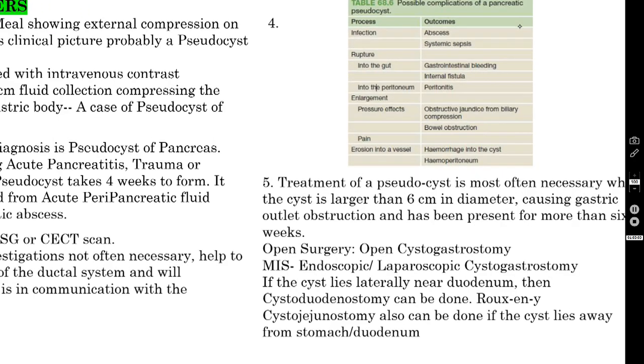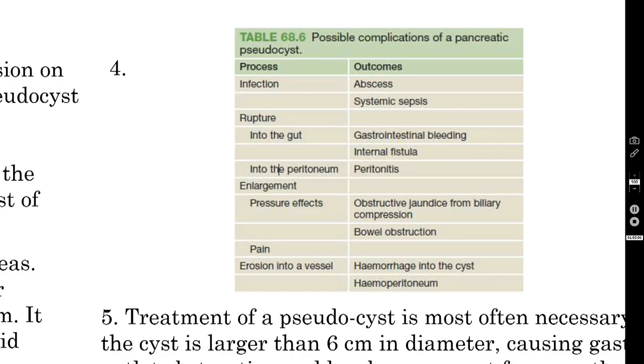So what are the complications of a pseudocyst of the pancreas? It could be infection producing abscess or systemic sepsis. It could rupture into the gut producing internal fistula or gastrointestinal bleeding. It may rupture into the peritoneum producing peritonitis. Enlargement can produce pressure effects, producing obstructive jaundice from biliary compression. It can compress the bowel and may cause small bowel obstruction. Patient may have pain. Erosion into a blood vessel can produce hemorrhage into the cyst or hemoperitoneum.